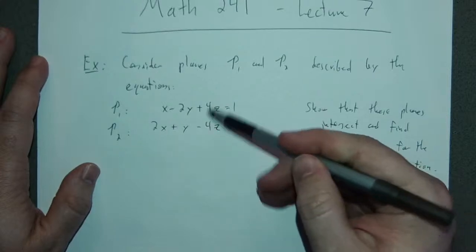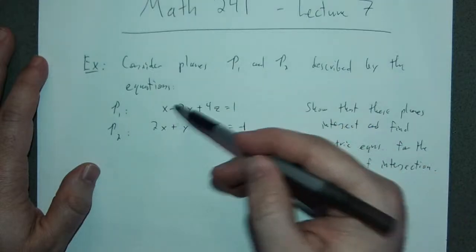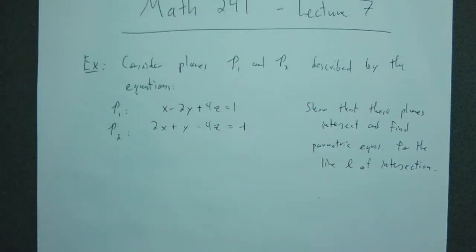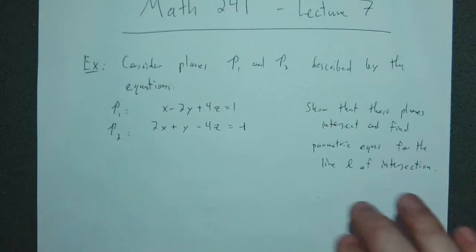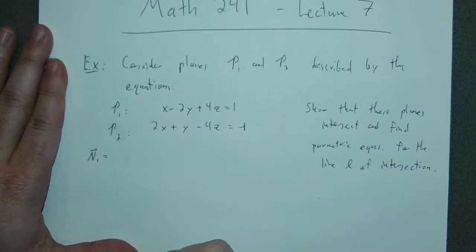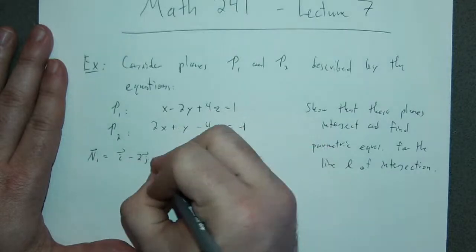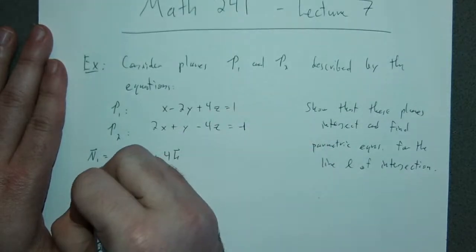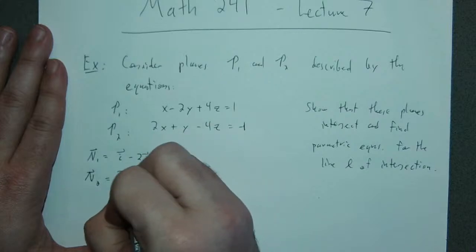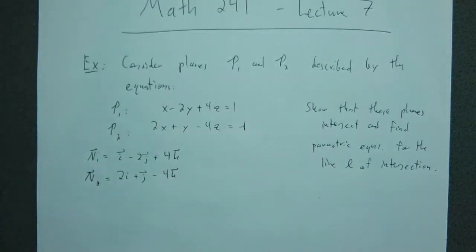Just looking at this slot, the only possibility would be that they're related by a negative, because this entry is 4 and this entry is minus 4. But that's not the case in the other two slots. So these planes actually do intersect. I could write my normal vector to plane P sub 1 as 1i minus 2j plus 4k, and my second normal is 2i plus j minus 4k. Those two vectors are clearly not parallel because they're not scalar multiples of each other, and so I automatically know that these planes intersect.